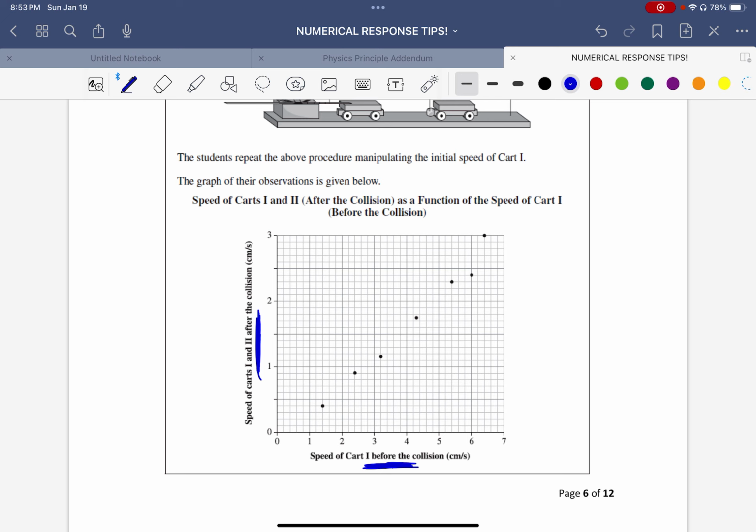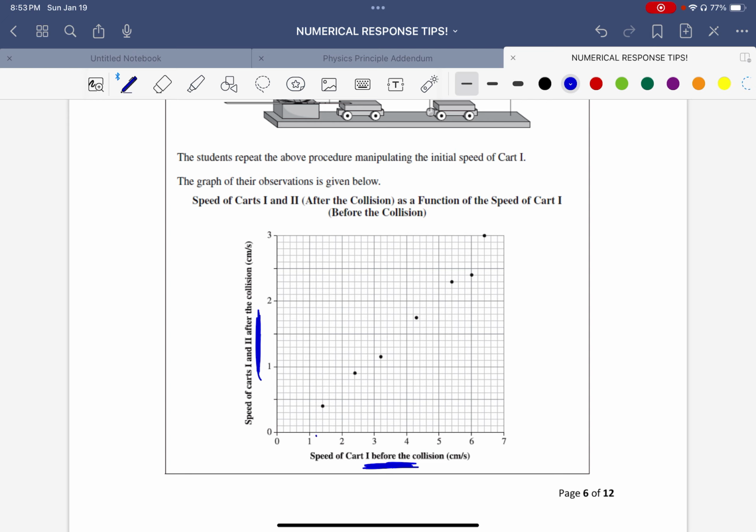Now here's another one where we don't have a trend line given to us. If we did, we would pick 2 points on the trend line and do our slope thing. But because we don't, we're going to have to identify all of the ordered pairs of each of these data points. Now, watch your intervals on your axes.